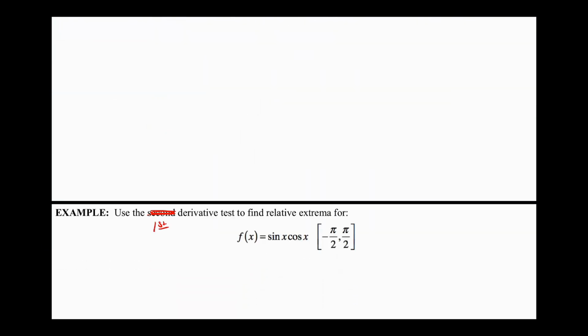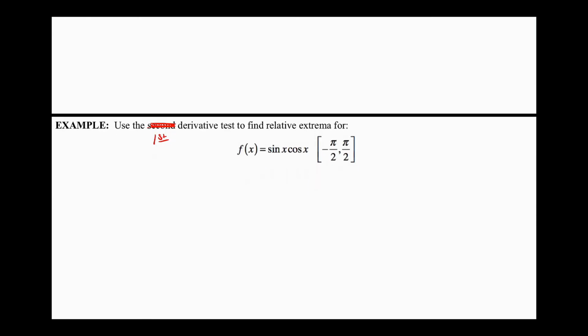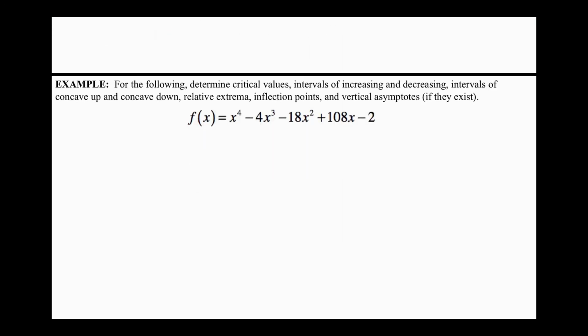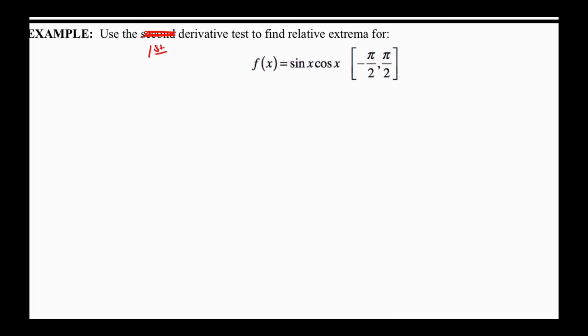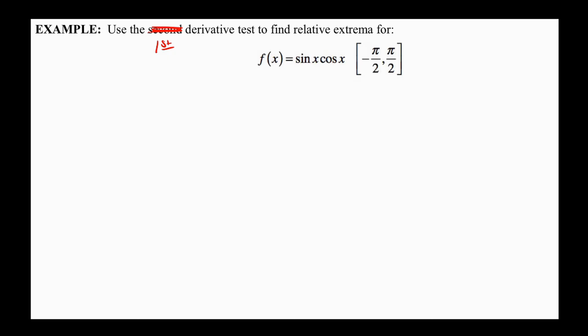Okay. So we haven't done a trig one. So let's do this example here. Even though it's not a second derivative problem, I want to do a trig one because we haven't done one yet. So we got to find relative extrema. I got to find out where it's increasing, where it's decreasing. Same thing as the last one. It's just a trig function.